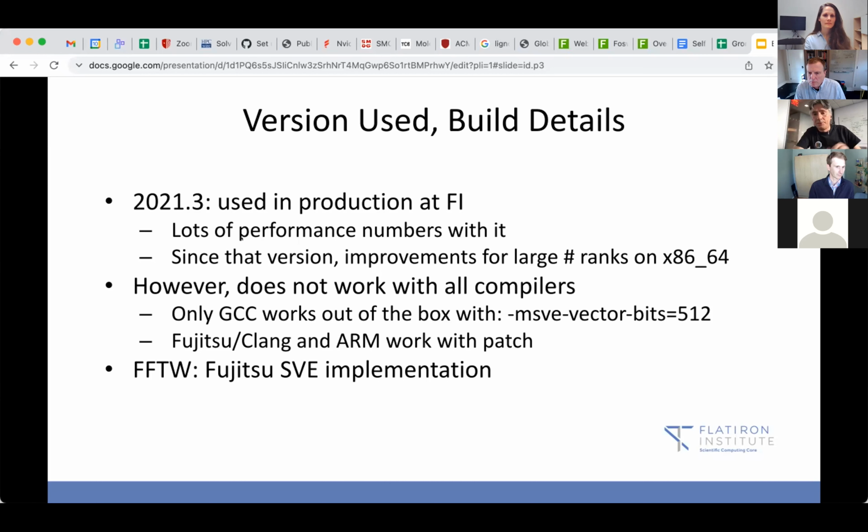The problem is that, as was mentioned before, you have lots of choices when it comes to compilers on this architecture. However, few of them actually work for Gromacs in this case. Out of the box, it's written for GCC. You can, however, let it work also with Fujitsu in Clang mode and with the ARM compiler as well. When it comes to FFTW, I used the Fujitsu SVE implementation.